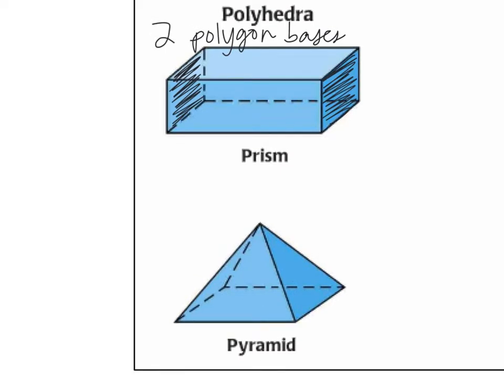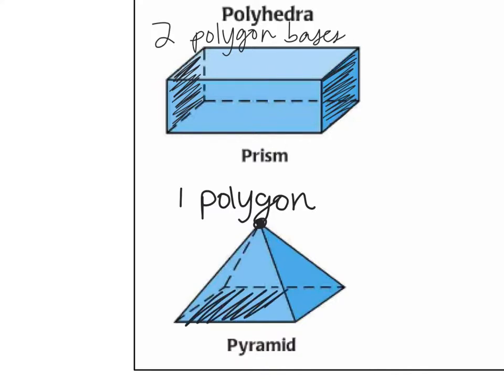A pyramid does still have a base. It has one polygon base, but it does not go to another base. What does it go to? A point. So you have a point at the top and the base. So one polygon base and one point.